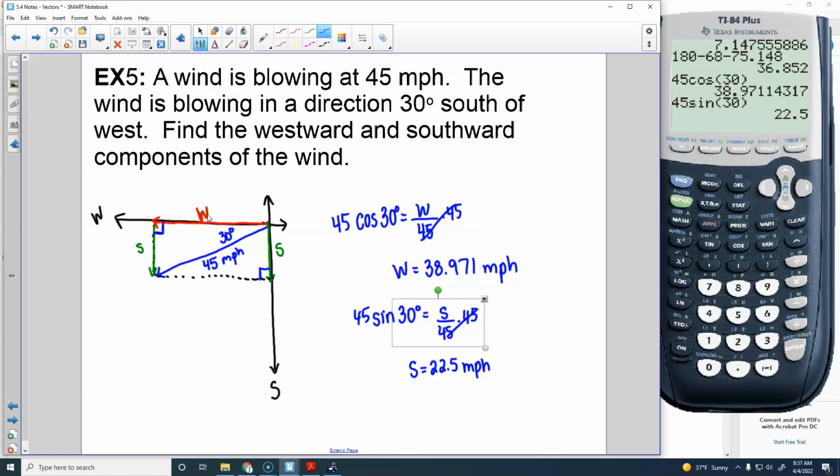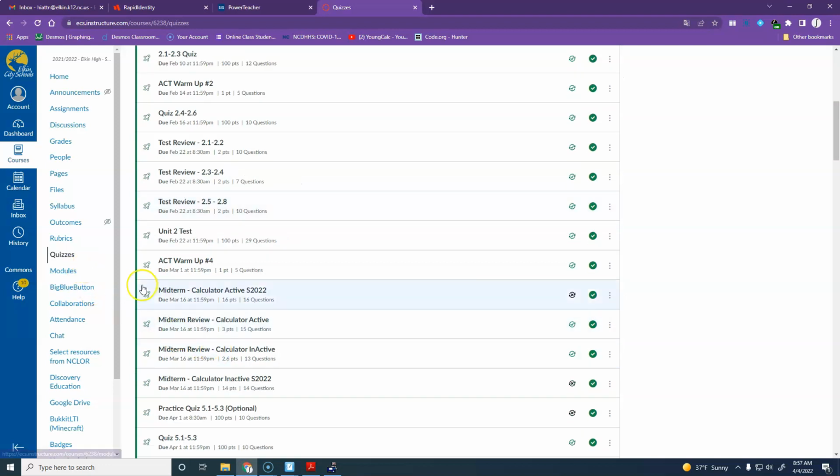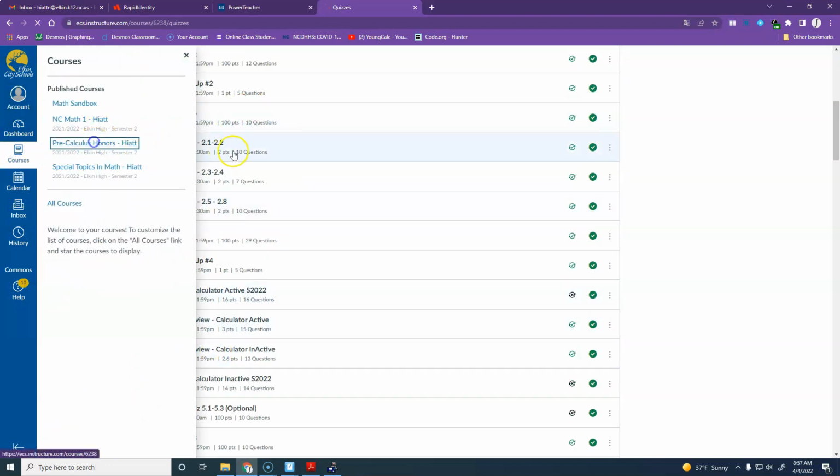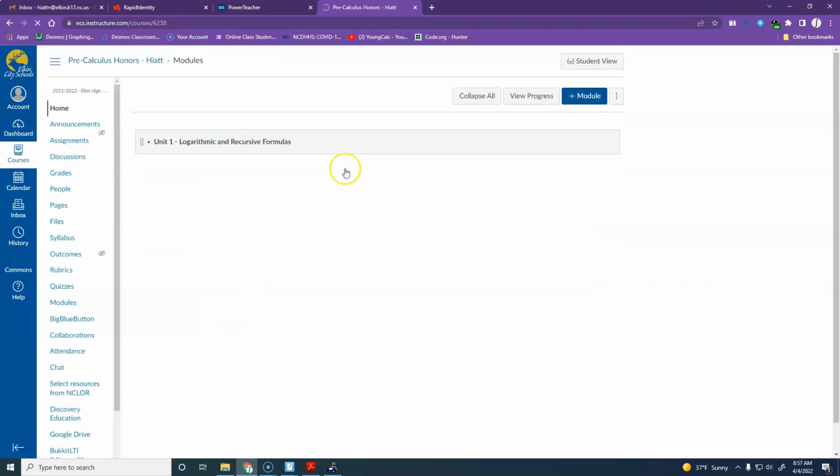Okay. Another good thing about using the variables W and S is if you do this on the test, I can't remember. No, this test. Let me look real quick. Let me look. I can't remember if this test is online or on paper.